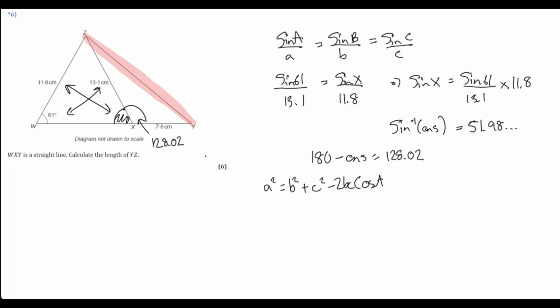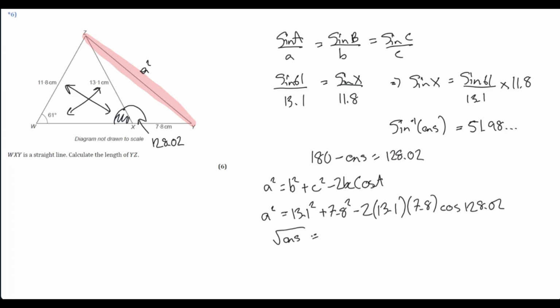Okay. Now let's just say this side is the a squared. So this must be the other two sides. So b squared, I can just say that's 13.1 squared plus 7.8 squared minus 2 loads of this, and cos a, which is the opposite angle, which is 128.02. And do remember again to square root the answer. Very easy mistake to do is forget to square root. And if you do work that all out, you get 18.93. So I'm just going to say 18.9 centimeters to 3 sig fig.